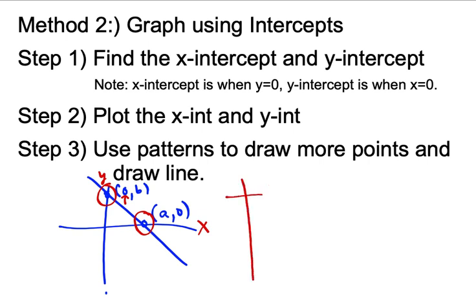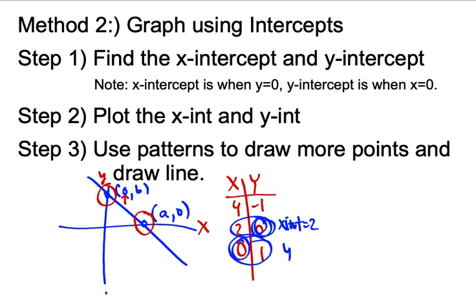As far as doing maybe a table, if you saw this on a table, you would find the x and y-intercept kind of the same way. The x-intercept happens when y is 0. So there's my x-intercept. Well, let's call it x-intercept is 2. And when x is 0, I get my y-intercept. So here my y-intercept's 1. Okay, that's kind of the idea.